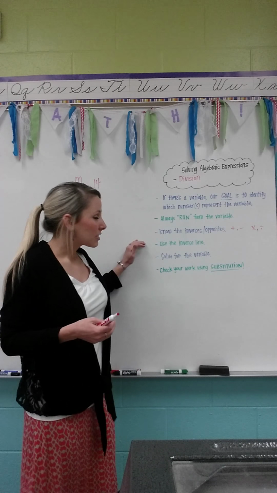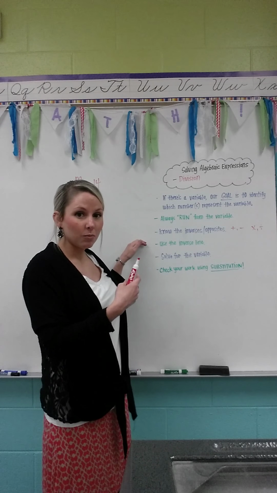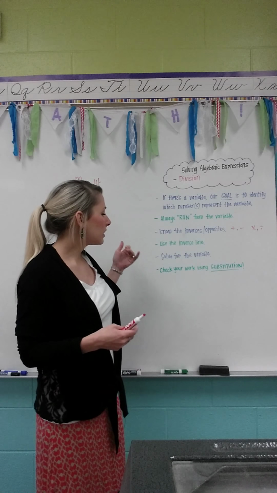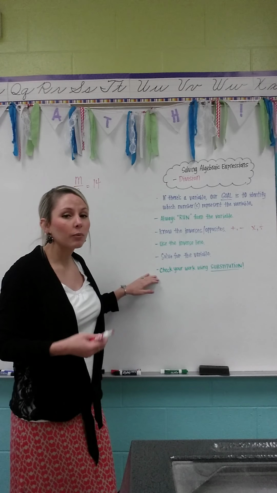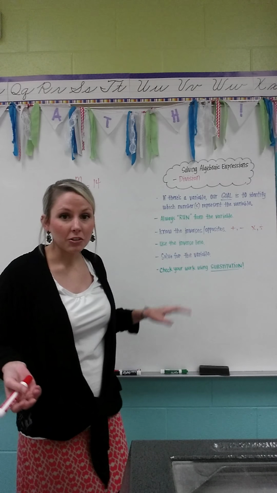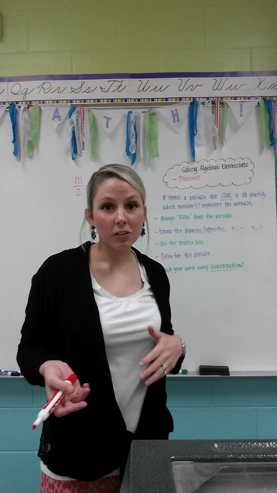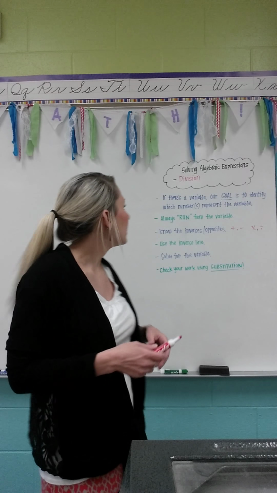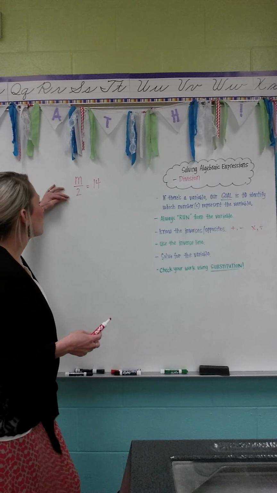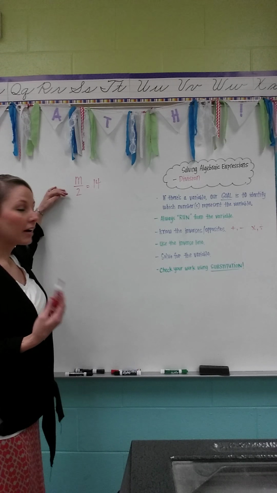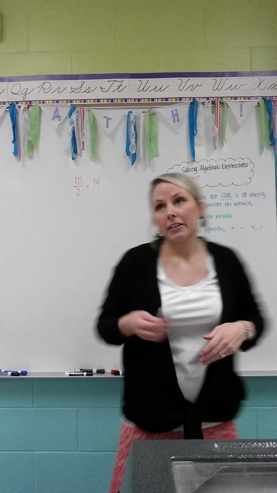We need to use our inverse line or the opposite line, and I'll show you where that is in just a second. We need to solve for the variable, and then we can check our work afterwards using substitution. So that way we'll know if our answer is correct or if it's not correct as soon as we're finished. So I have m over 2 equals 14, or m divided by 2, however I want to say it.